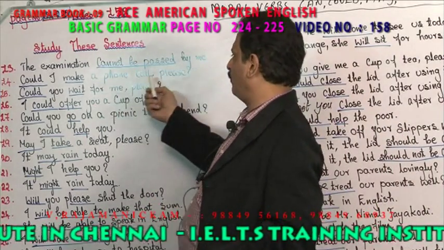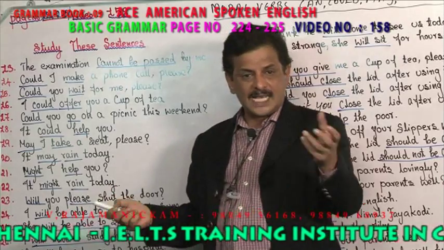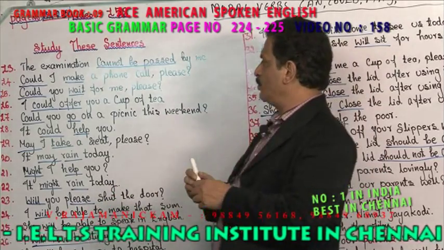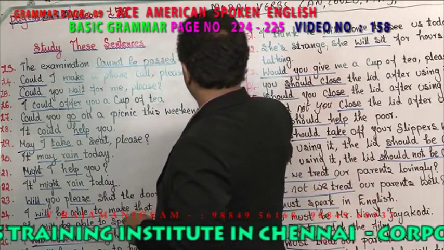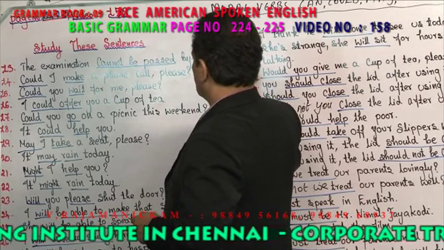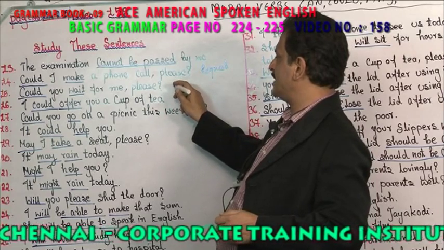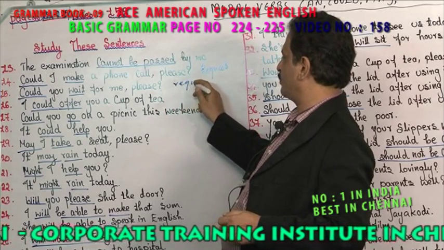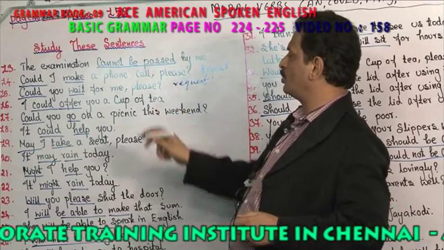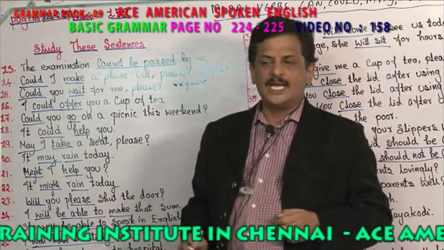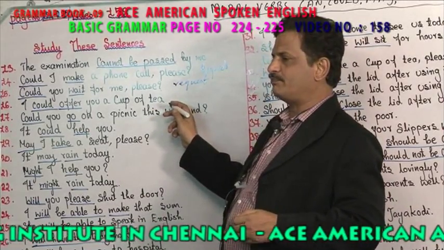Could I make a phone call, please? When you are asking, when you are requesting, you are using could, request. Could I make a phone call, please? Could you wait for me, please? It is also request. For request, you are using could. I could offer you a cup of tea.